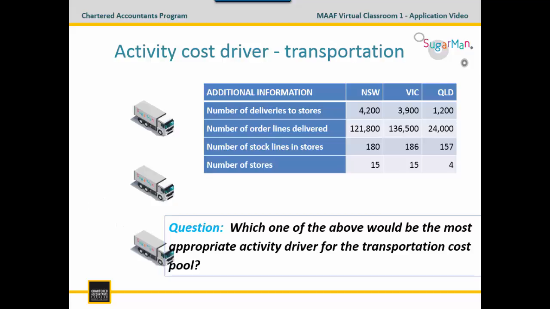What would be the activity driver for the transportation cost pool? Thinking about what would cause more transportation costs to be incurred, the primary cost in this cost pool is the courier charge. What drives more courier costs? It is the number of deliveries made to the stores. The more deliveries, the more the costs that are incurred. The number of deliveries is therefore the cost driver.